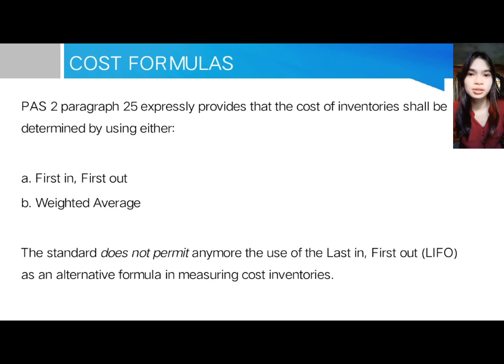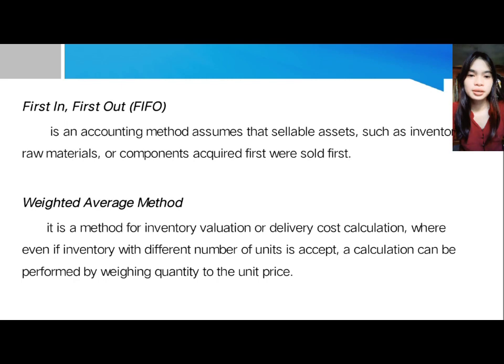The first in first out, or FIFO, method is an accounting method that assumes that saleable assets such as inventory, raw materials, or components acquired first were sold first. It is a widely used method of valuing inventory globally. It is the most accurate method of aligning the expected cost flow with the actual flow of goods, which offers businesses a truer picture of inventory cost. It reduces the impact of inflation, assuming that the cost of purchasing newer inventory will be higher than the purchasing cost of older inventory.